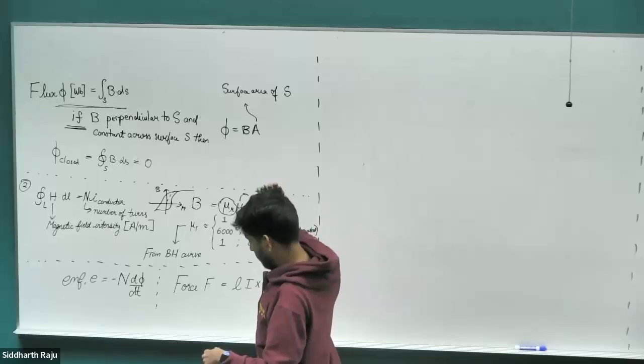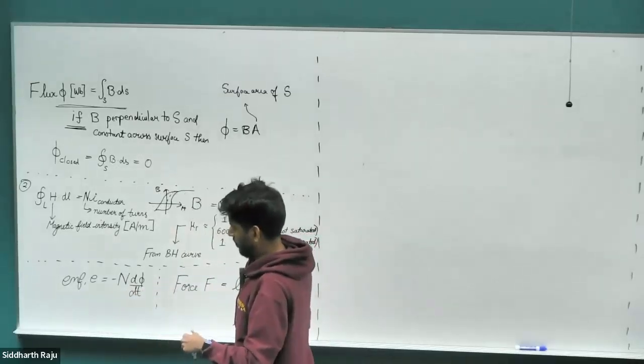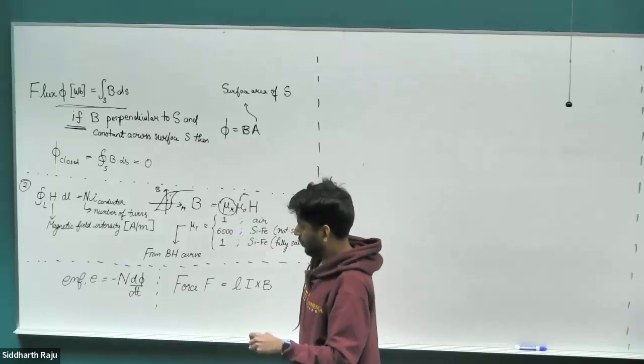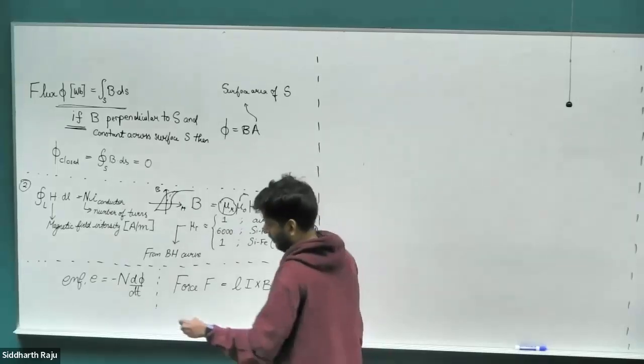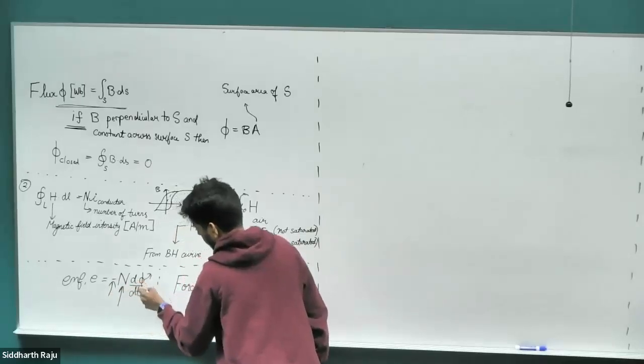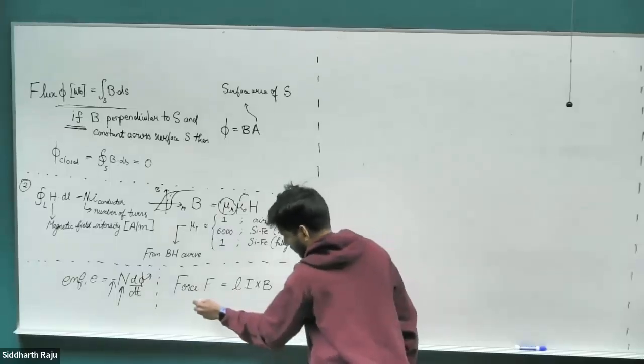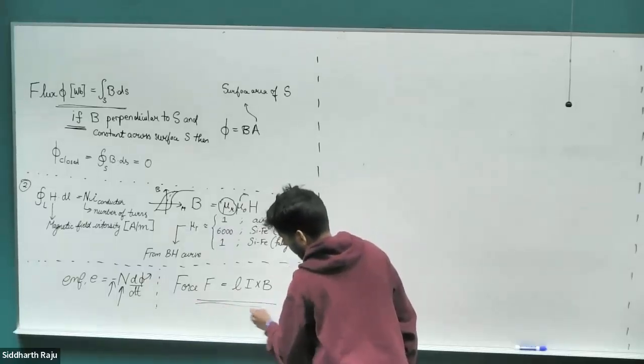Okay, and then the final two equations. We have the EMF equation, straightforward from Faraday's law, e equal to negative n d phi by dt. The negative comes from Lenz's law, and n is the number of turns. Flux phi is the flux that's changing in each turn that we have. And the final equation is force equals L times I cross B.